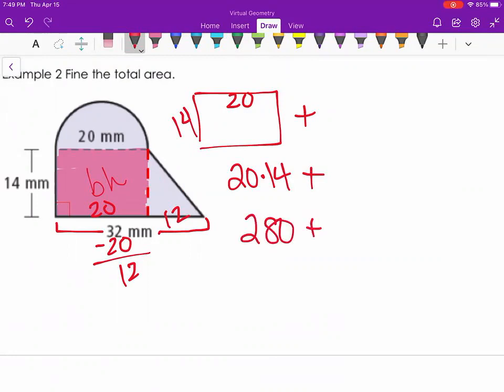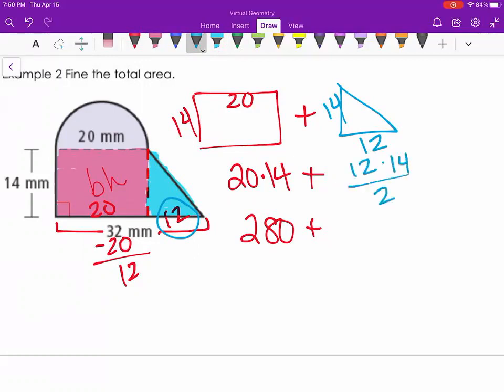Now let's see if we can find another shape. The next shape I notice is the triangle that's right next to it. So now I'm going to work with that triangle. I already know how tall it is because it's the same height as the rectangle, so I can copy my 14 across. I already found the base, which is my 12. So let's multiply those. Base times height, divide by 2. So 12 times 14, divide by 2 gives me 84. We've almost done all our shapes.